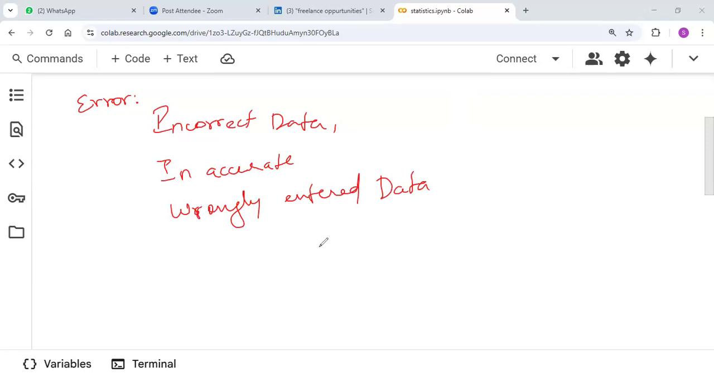For example, if the age of a person is recorded as 285 instead of 28, if they entered 285, do you think that this is any randomness? No, it is not any sort of randomness. It is completely an error. It has been entered by mistake. Are you getting it, guys? You need to identify such error data and you need to remove it.